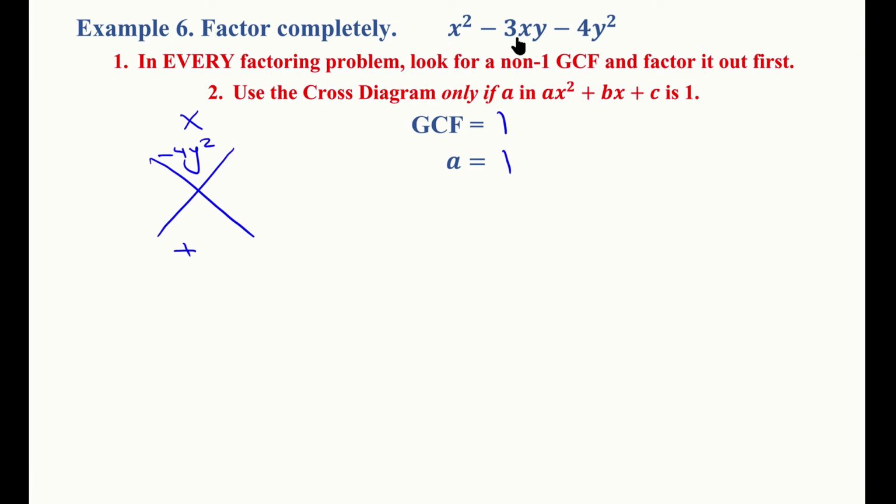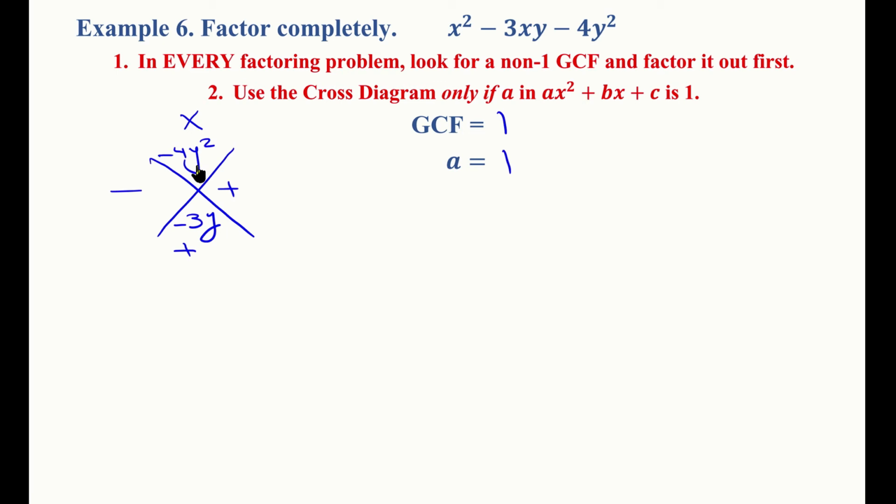Now, if we're going to treat this as a quadratic in x, then we're going to treat the y like a constant, right? So what is the coefficient of the middle term? If x is the variable, what's left? Negative 3y. You get it? It depends on how you view the problem. So we want the sum to be negative 3y. So notice the only way you can get that, since you want a negative product, is if they have opposite signs, negative and positive.